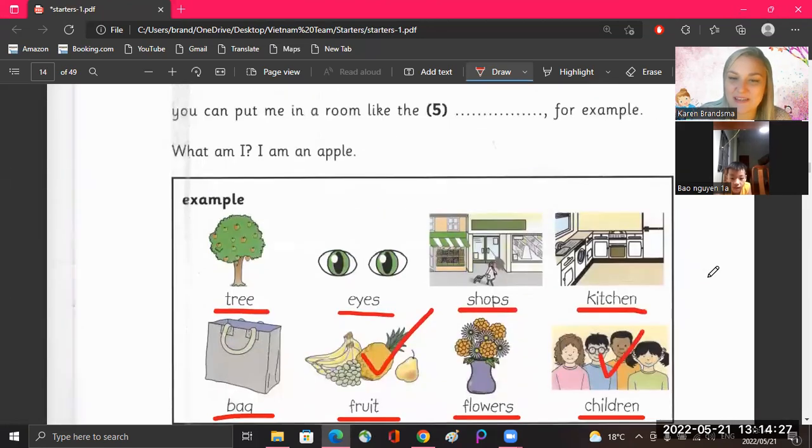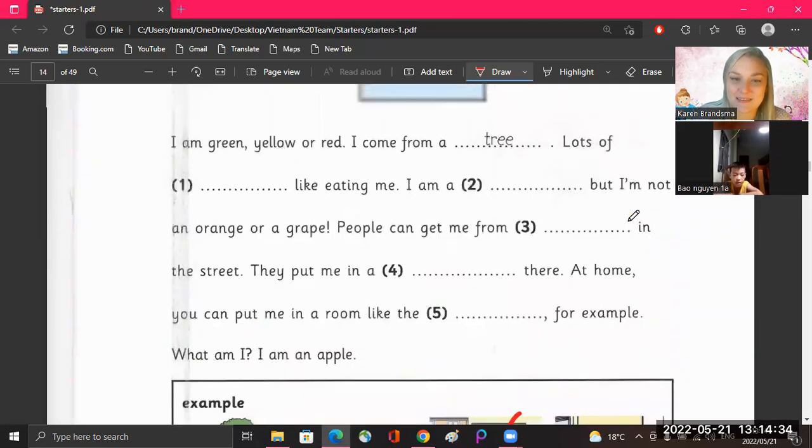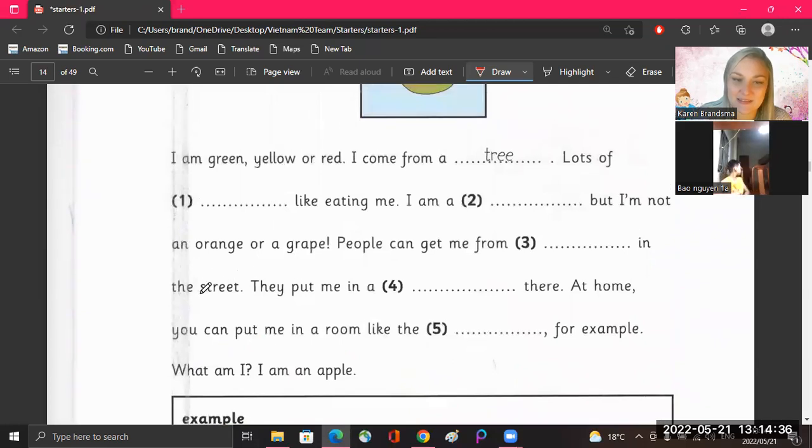What is in the street? Shop. Street. Shop. Shops. In the street. Is Han there next to you? Is she gone?